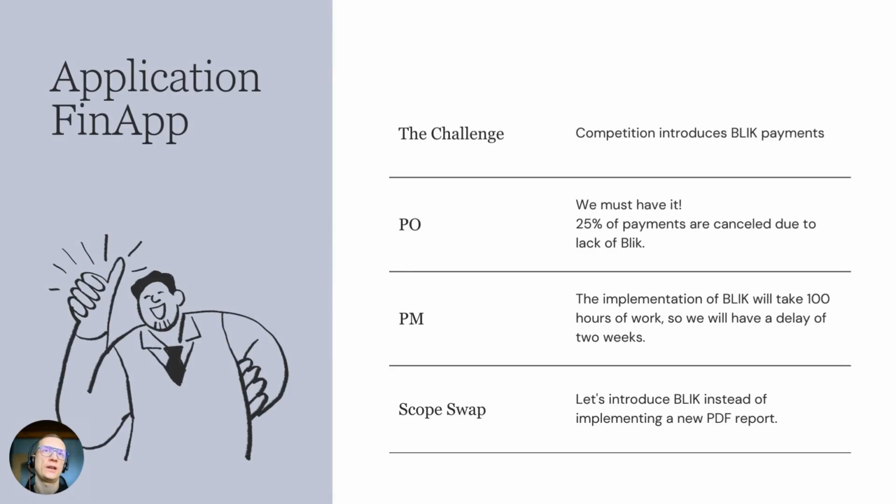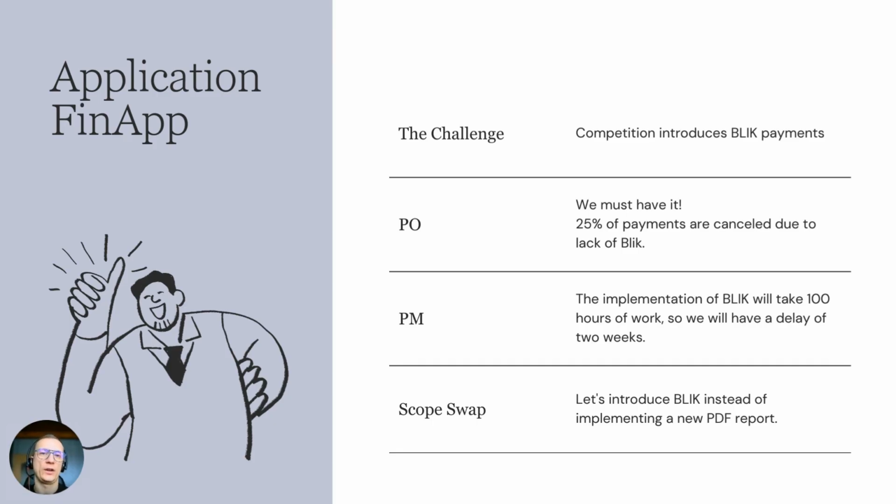Let's look at an example like the FinApp application. We're implementing a new financial app, we're working on it, we have a defined scope, we have planned sprints. And during this project, the product owner comes in and says, our competition is introducing BLIK payments, we should do something about it. And they say that additionally, they present data and tell us that 25% of payments are canceled precisely because at the last step in the cart, there's no option to pay with BLIK. So they bring concrete data. On the other hand, the project manager also presents concrete data that implementing this BLIK payment will take 100 hours and it will cost us a 2-week delay.